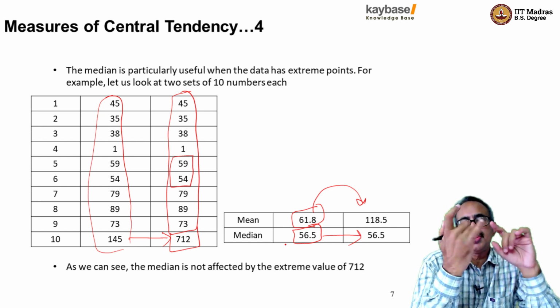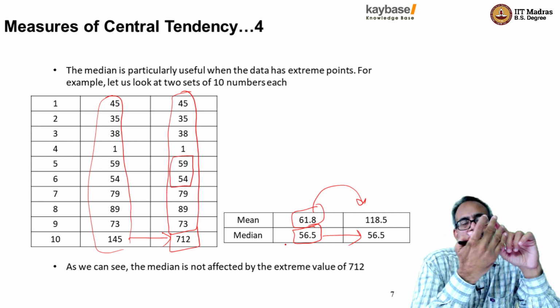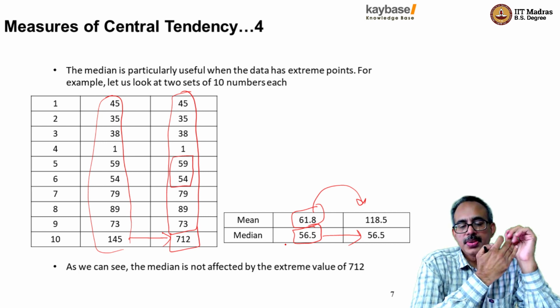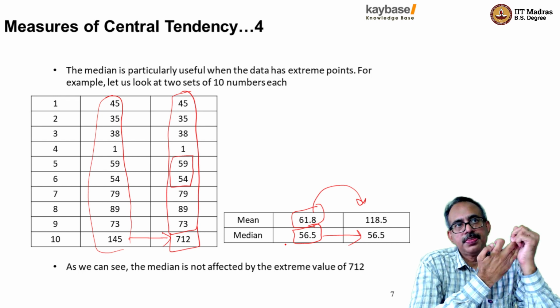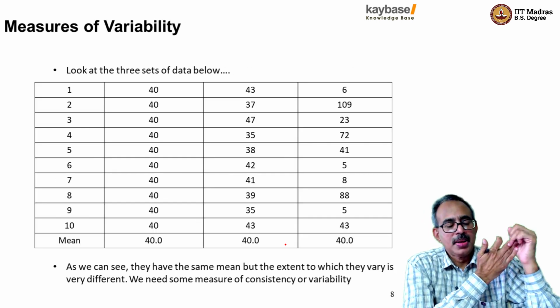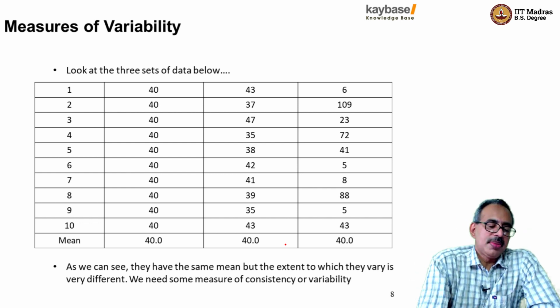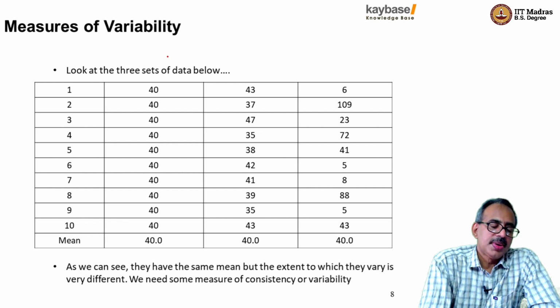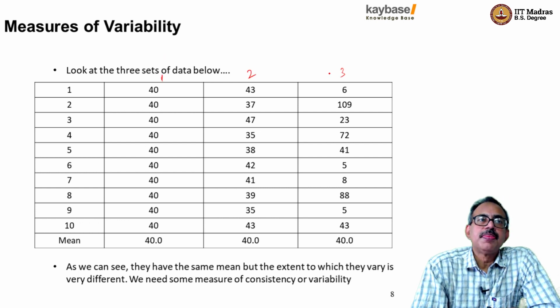Right? So you've understood mean, median, mode. This is the ABC of statistics. Now we'll go on to D, E, and F. Right? We'll go to something called measures of variability. So let us say there are these three sets of numbers. This is set 1, this is set 2, this is set 3.